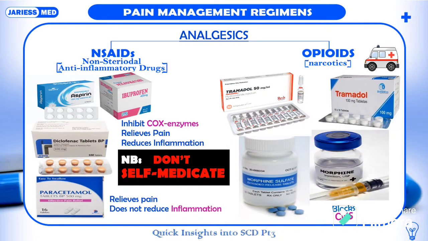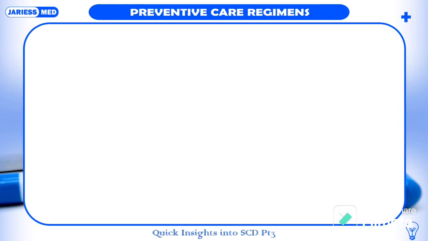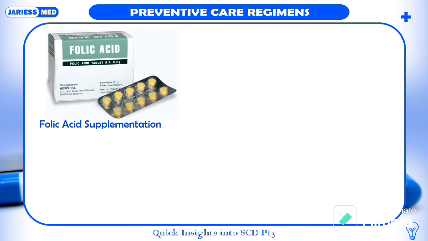Now, let's shift our focus to preventive care regimens. Effective management of sickle cell relies heavily on preventive care. Some key preventive options include folic acid supplementation. Folic acid helps the body produce new red blood cells, which is crucial for sickle cell patients. More healthy red blood cells improve oxygen delivery throughout the body, helping to lower the risk of sickle cell crises.